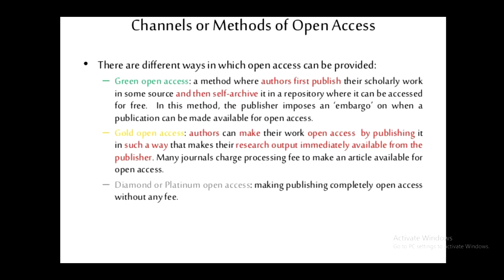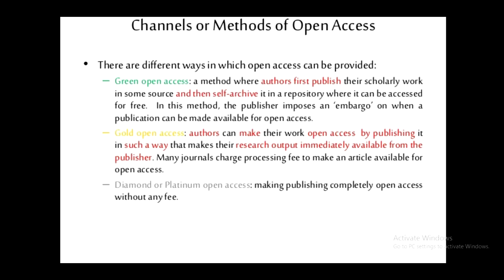So green open access is that if an author is publishing a particular work or an article, then the author can only archive it, only keep it in a certain place, okay, for free. But it fully depends upon the publisher when they will make it available. The embargo means the restriction. The publisher imposes some restrictions; it depends upon the publisher whether they want to make that scholarly work or article available open access or not.